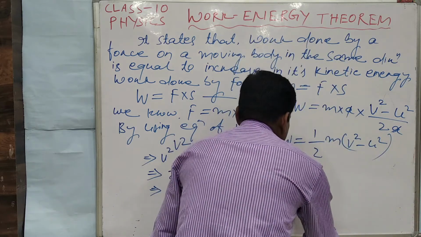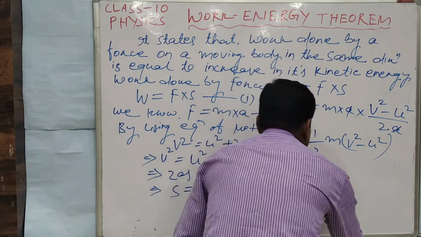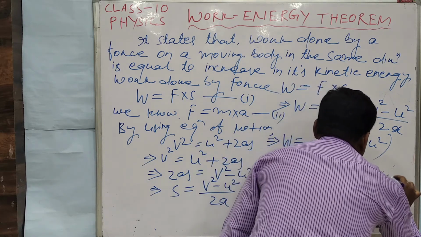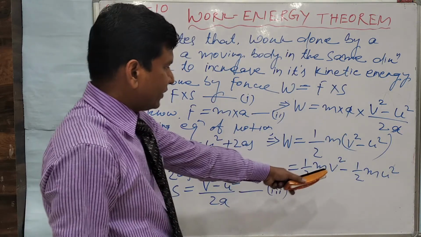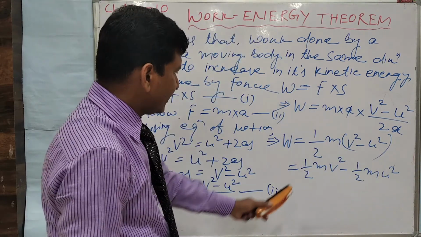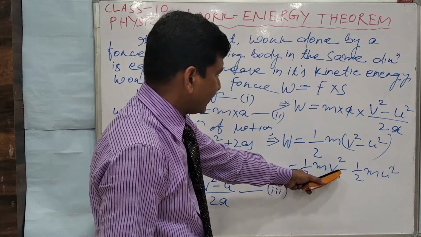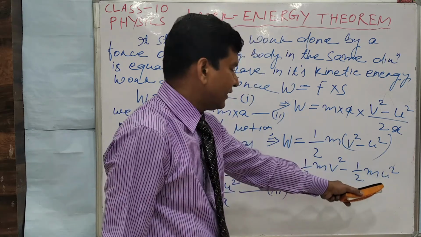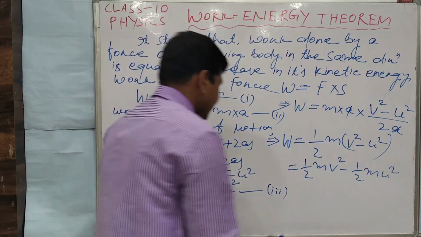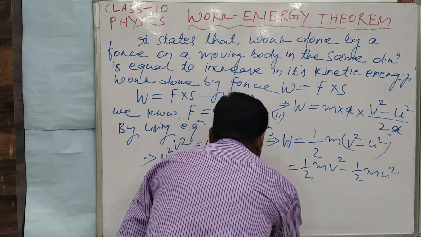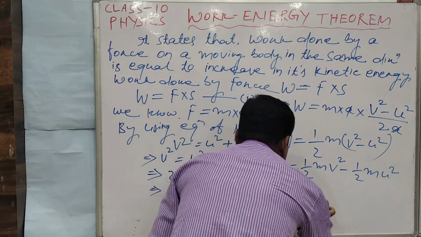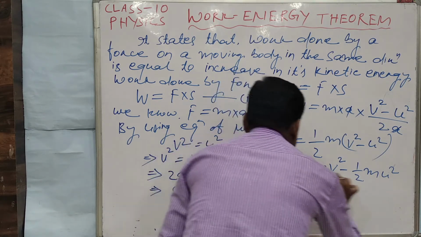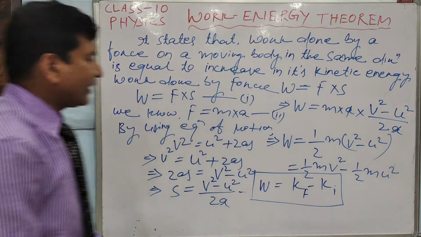So that is equal to 1 by 2 m v square minus 1 by 2 m u square. What are half m v square and half m u square? Here the final velocity is involved, therefore this is the final kinetic energy, and here the initial velocity is involved, therefore it is the initial kinetic energy. Thus we may write W is equal to final kinetic energy minus initial kinetic energy. This is the proof of the work energy theorem.